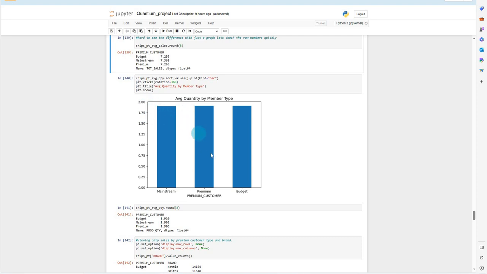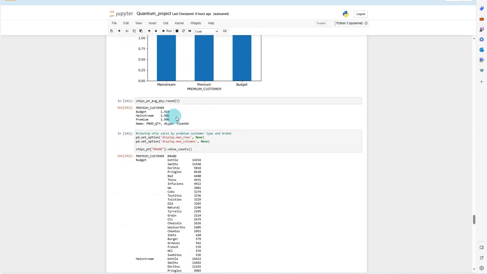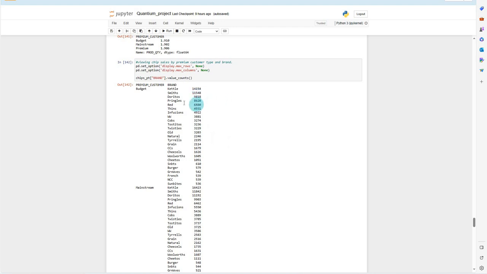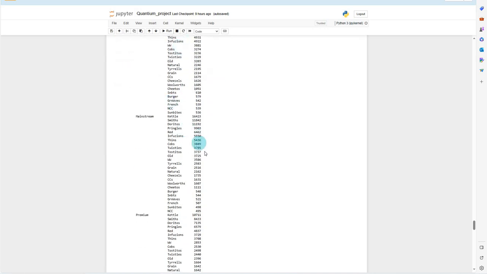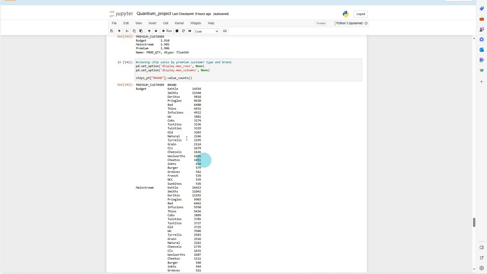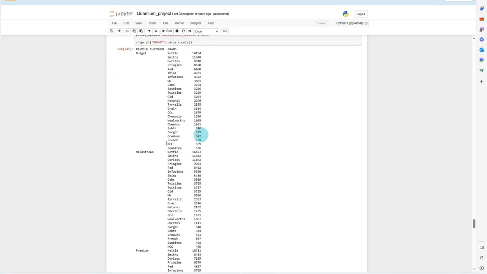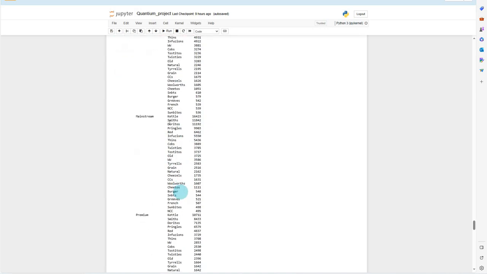Again, it's 1.75 to 2. Not much of a variance in there either. They're all like 1.9. Then I decided to look at how it measures up by brand per affluence or premium customer segment. How did it break out? They all broke out pretty much the same, with a few changes here and there. Nothing really stands out. It pretty much follows the same flow for each group.